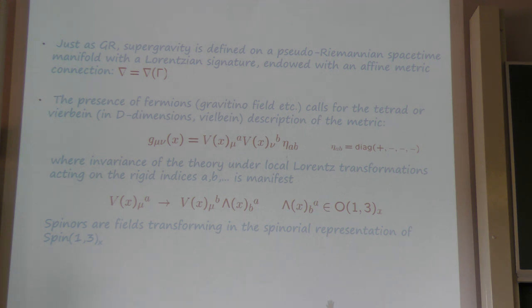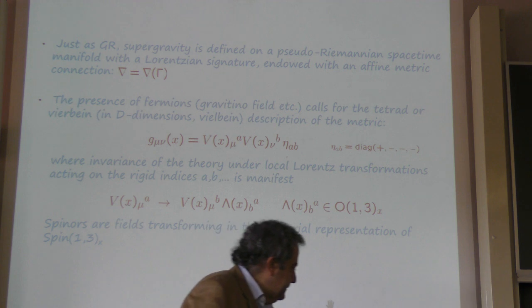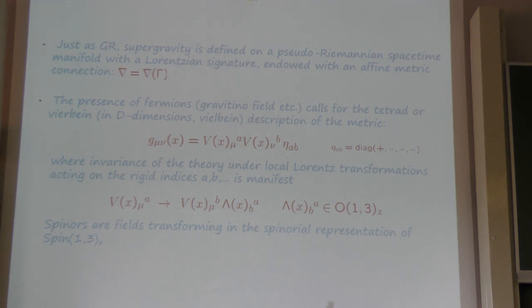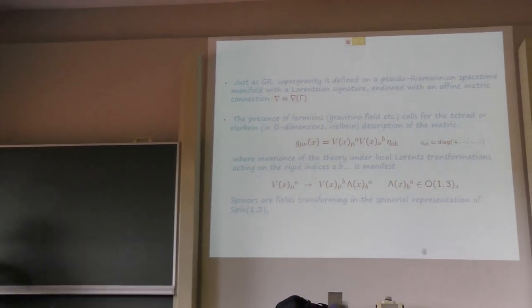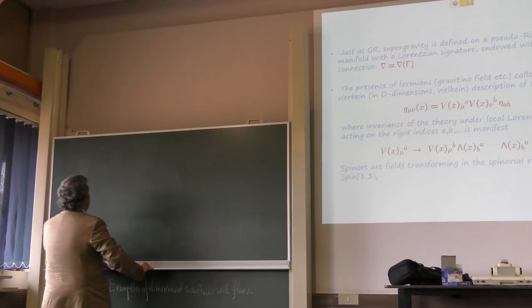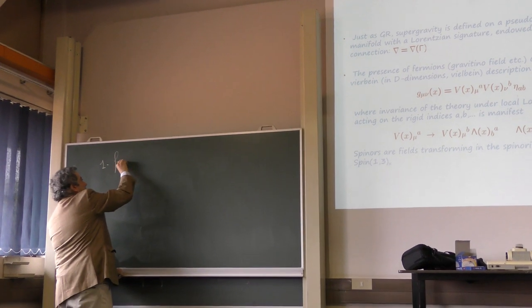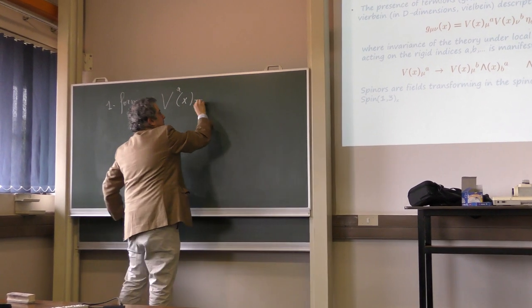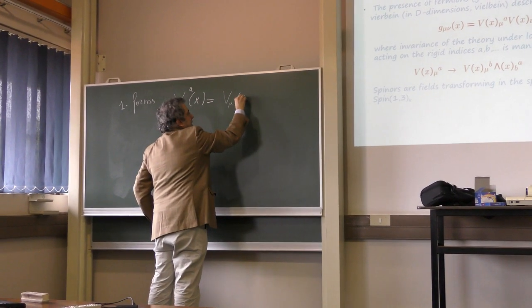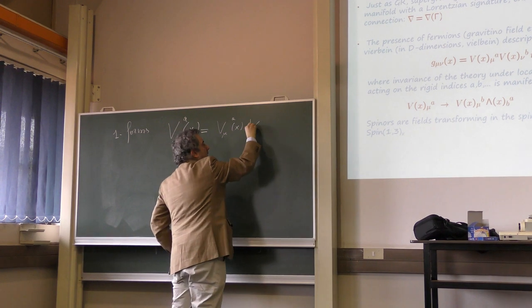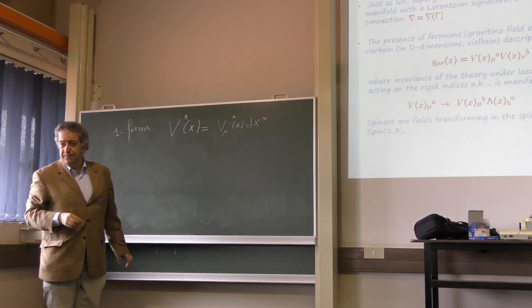So you can describe these matrices V mu A in terms of one forms. You define one forms at any point, V A equals V mu A dx mu. These are one form fields.